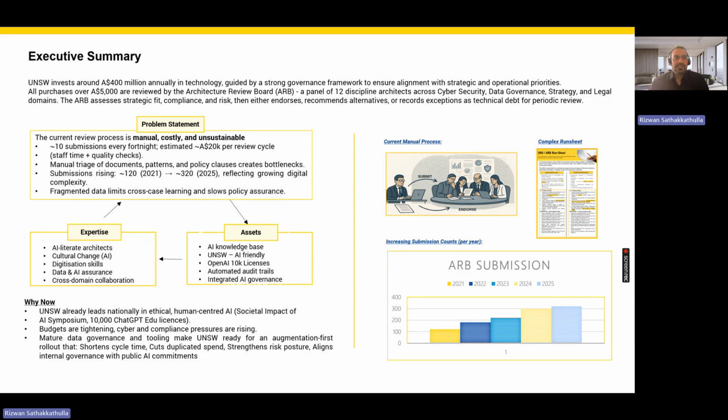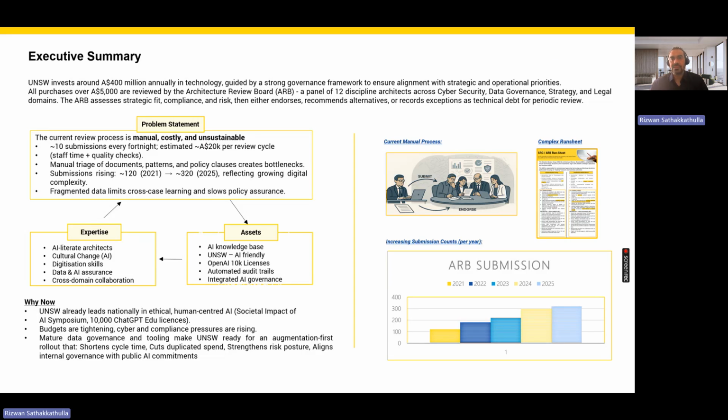The problem statement is, as I've highlighted, there's a significant amount of manual work, and it's costly and unsustainable. Year on year, it keeps increasing. So how are we going to manage it in the long term? For the assets highlighted at the bottom, we as a university have been encouraged to use AI as a productivity tool, and we just bought nearly 10,000 licenses from OpenAI, and we also have enterprise Copilot licenses. And for expertise, we definitely want cultural change, so we also want to leverage digitalization skills and AI literacy.